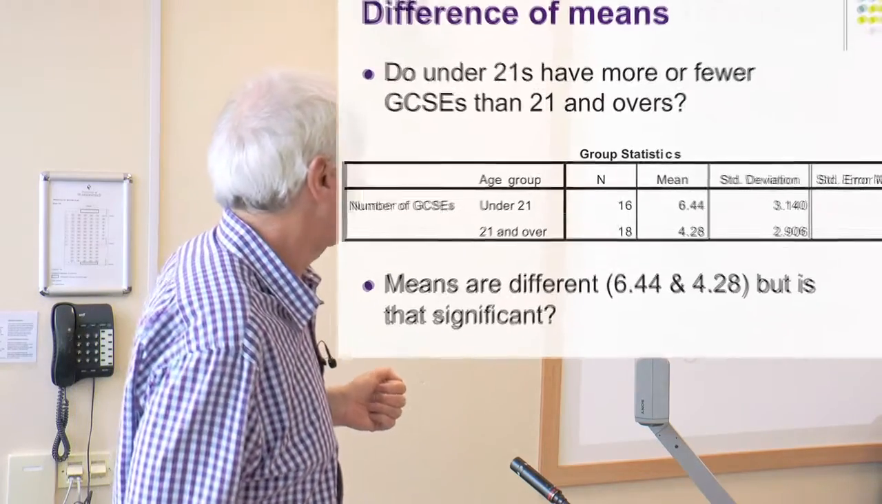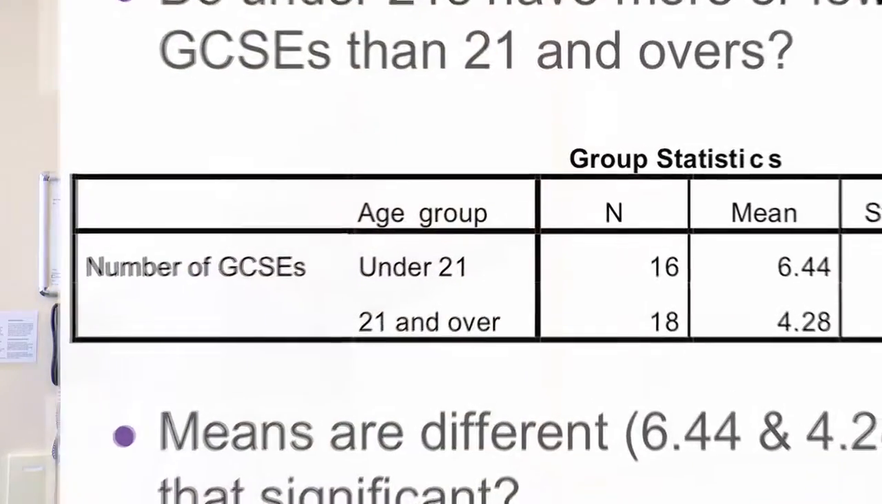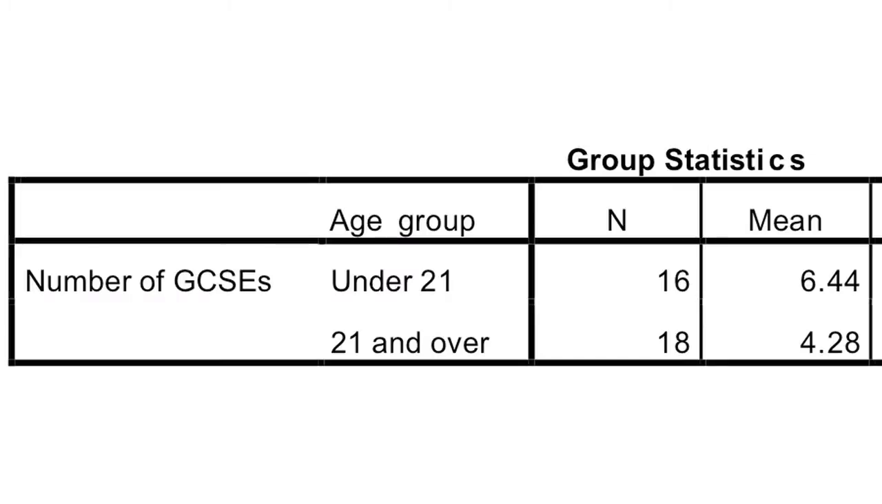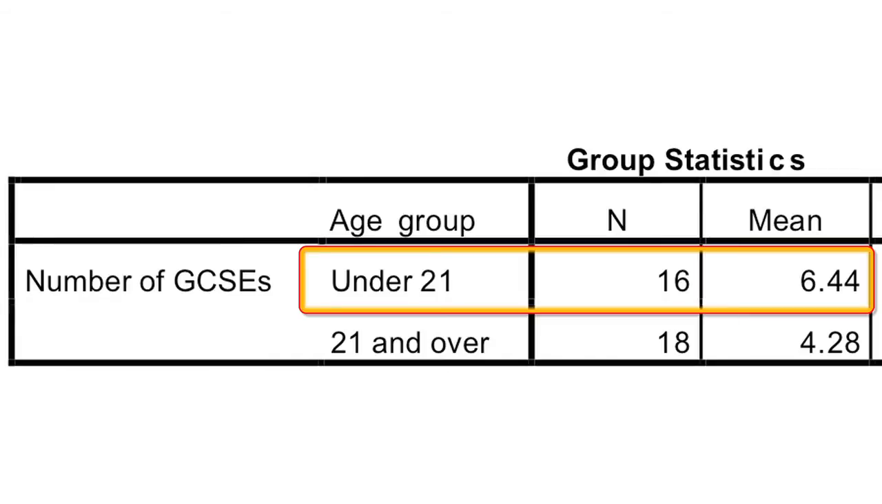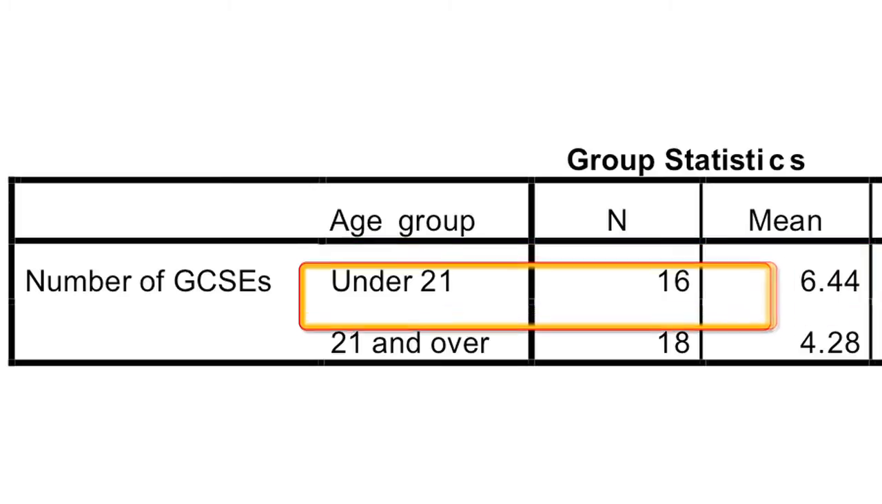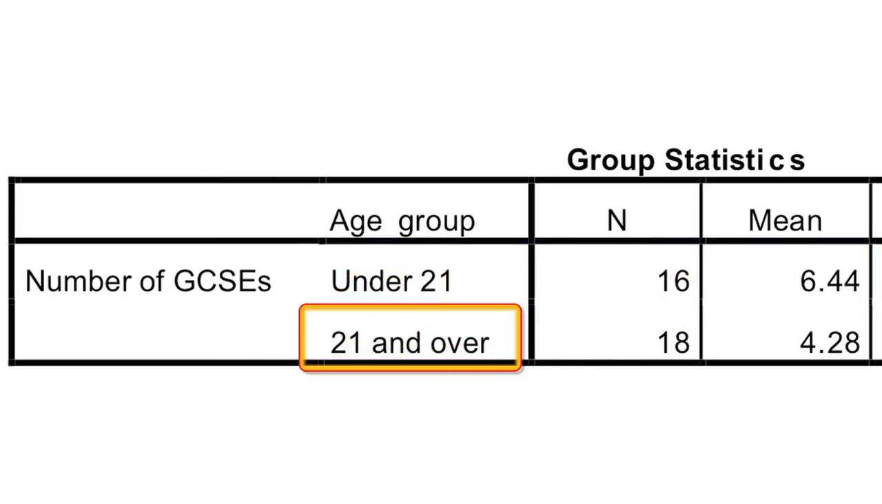And we can read this up. You can see the line at the top, the number of people who were under 21. There were 16 of them, and their mean on the number of GCSEs was 6.44. And then below that, the next line, the 21 and over group, there were 18 of those. And the mean value of GCSEs they had was 4.28. So the older students had fewer GCSEs than the younger students.